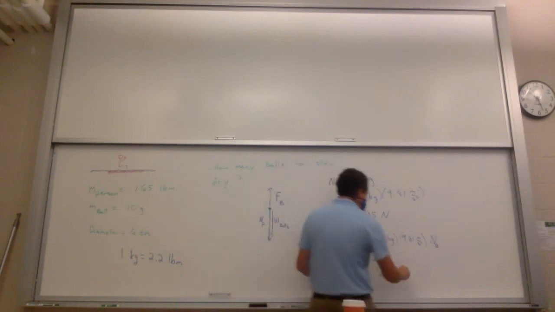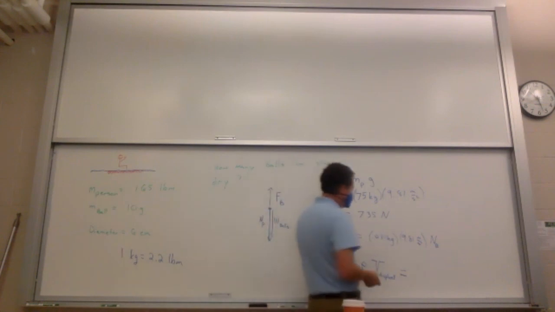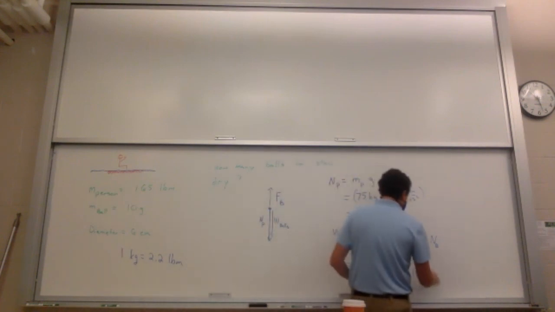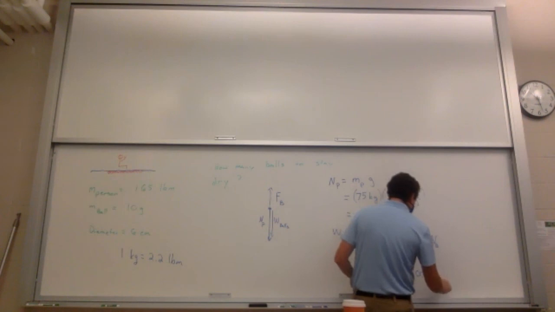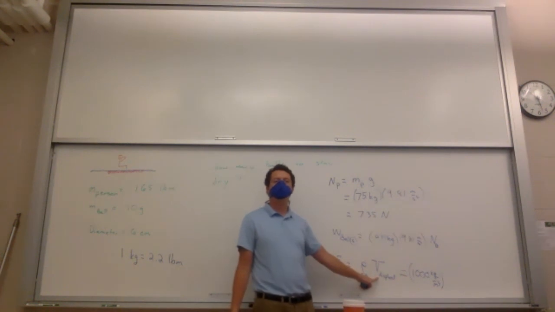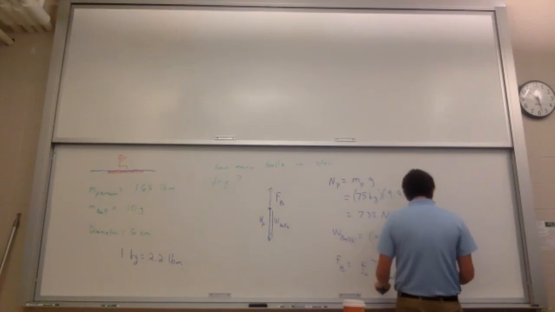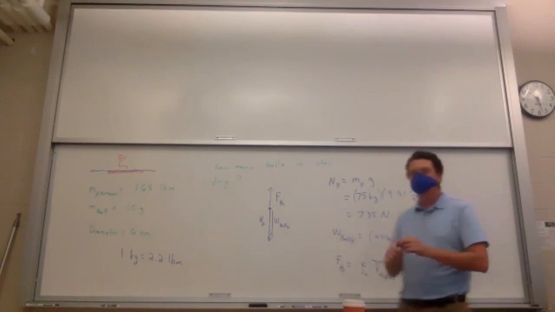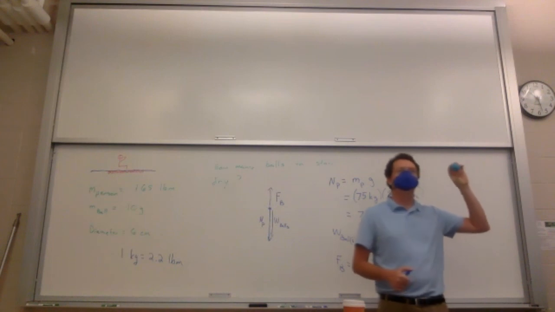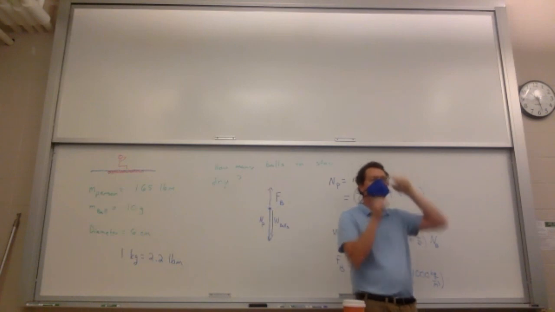Okay? So now let's plug in some numbers. Tell me what to write. What's the 1,000? Kilograms per meter cubed. Okay, that's the density. Volume displaced. What do I write? The volume of the balls times the number of balls. The volume of one ball times the number of balls that are there. Okay, so the volume of one ball. Well, what shape is this? Sphere. And we all know the volume of a sphere, correct?